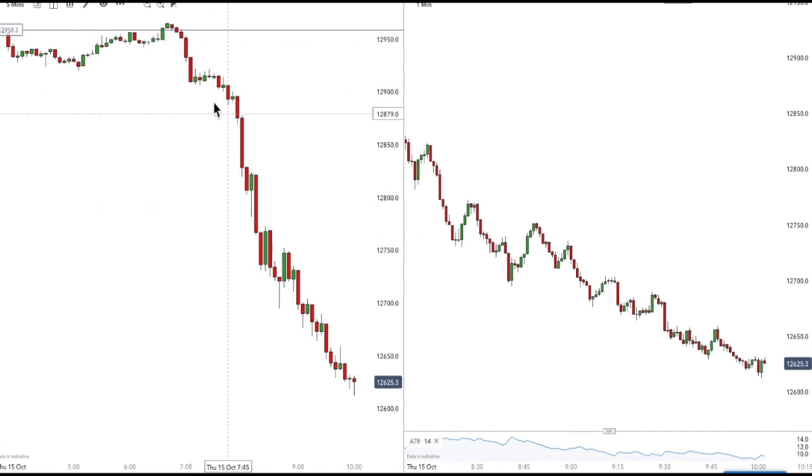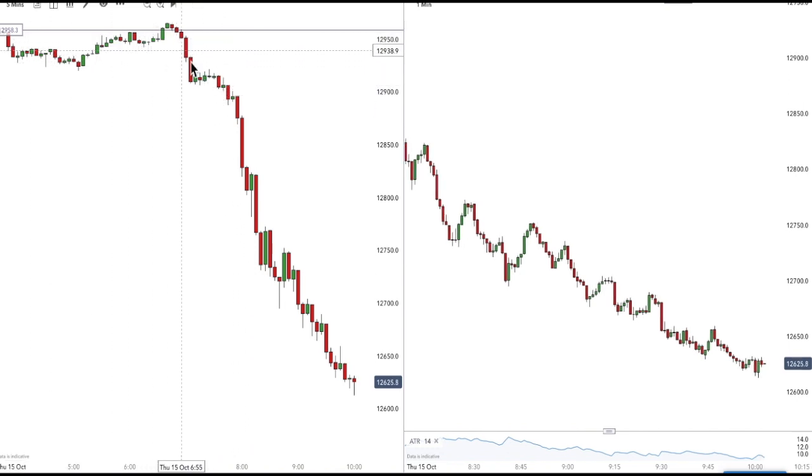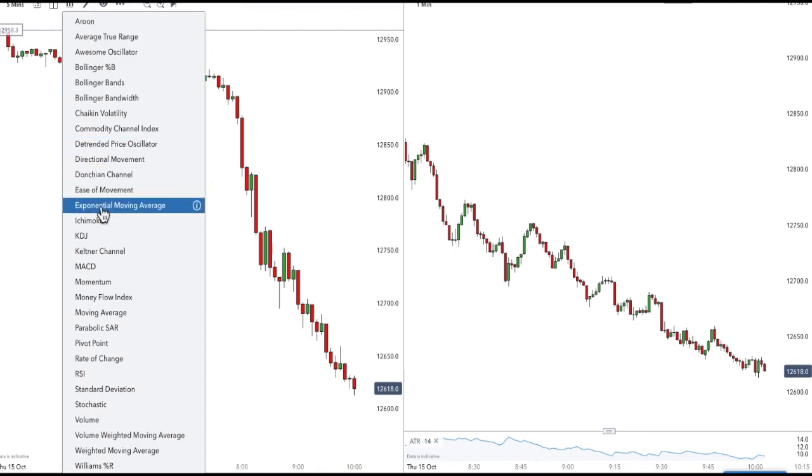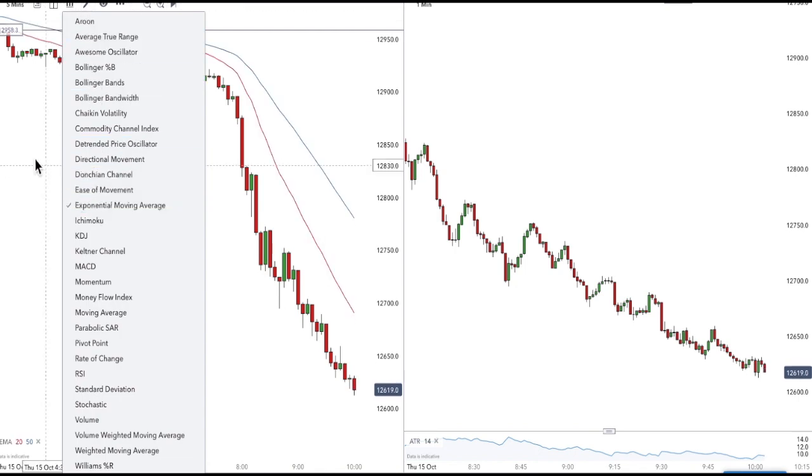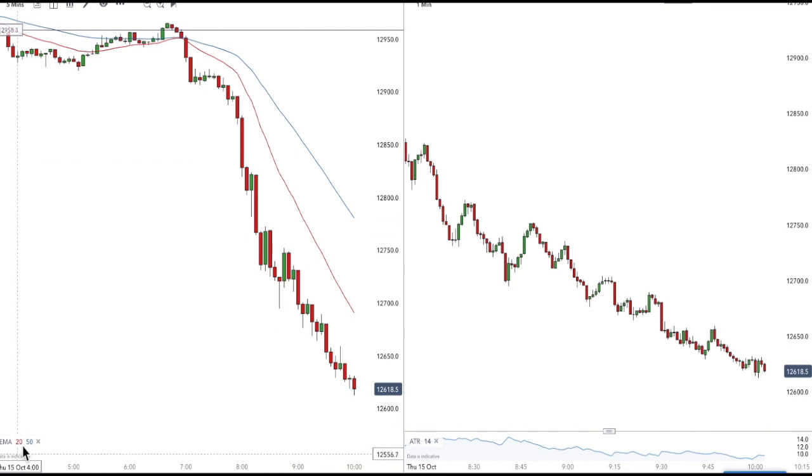Now, where's the value here? The value switched when the market broke this level here. The market switched to moving down, from being roughly level to moving down. And the best way to find where the value is, is to look at placing in some indicators. So here we go. Let's put in some indicators.